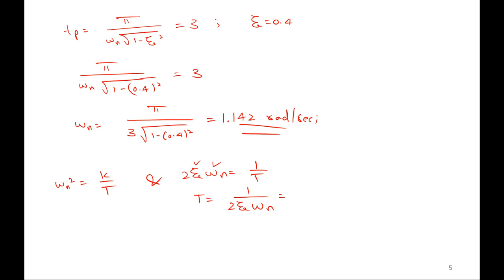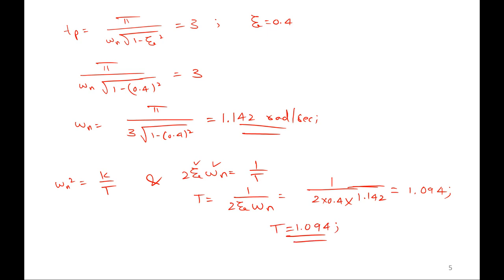So calculate this. Value of z is 0.4. Substitute here 1 by 2 into z is 0.4. Omega n is 1.142. We calculate this. We'll get it. 2 into 0.4 into 1.142. So take inverse of it, so that I will get t is equal to 1.094. So this is the value of t.